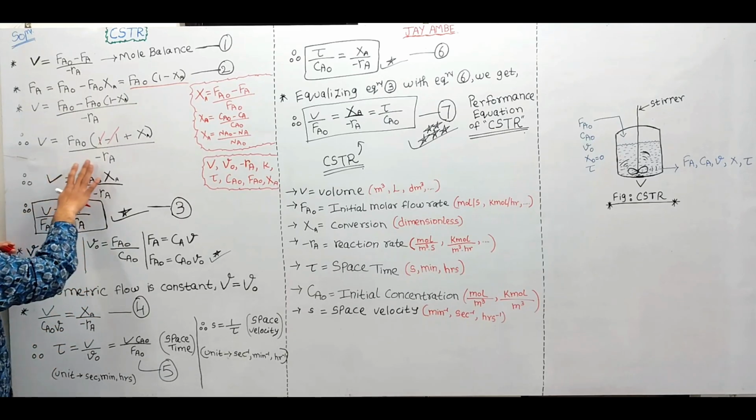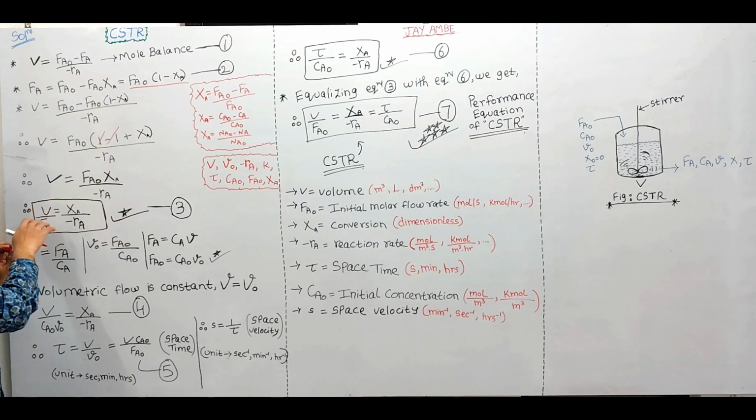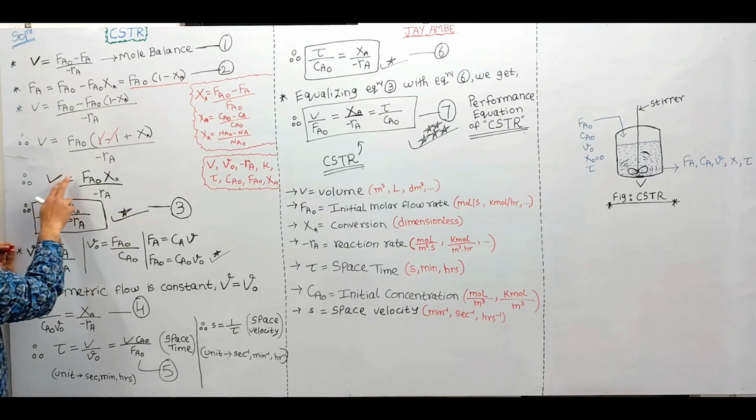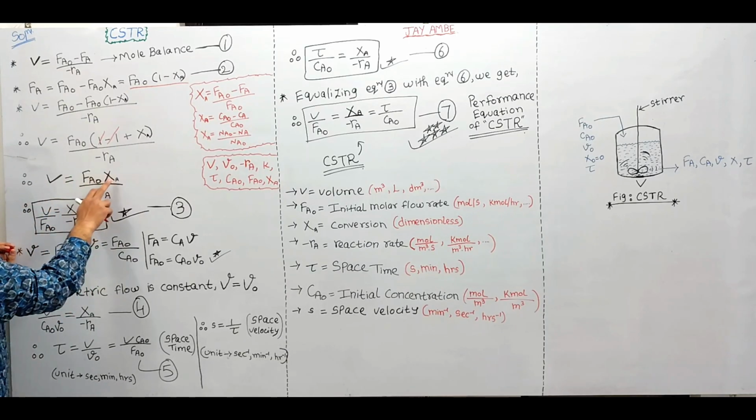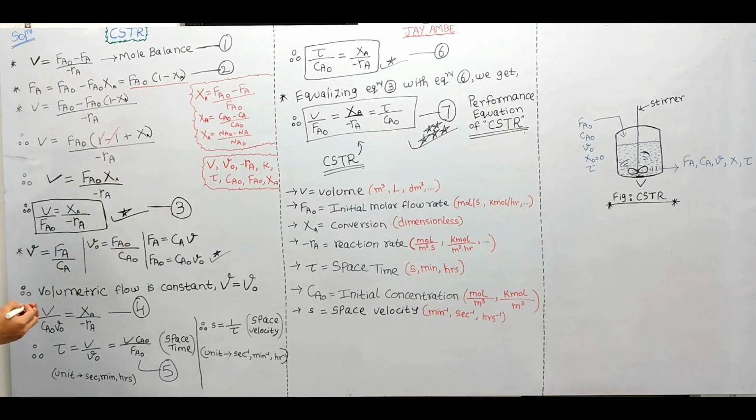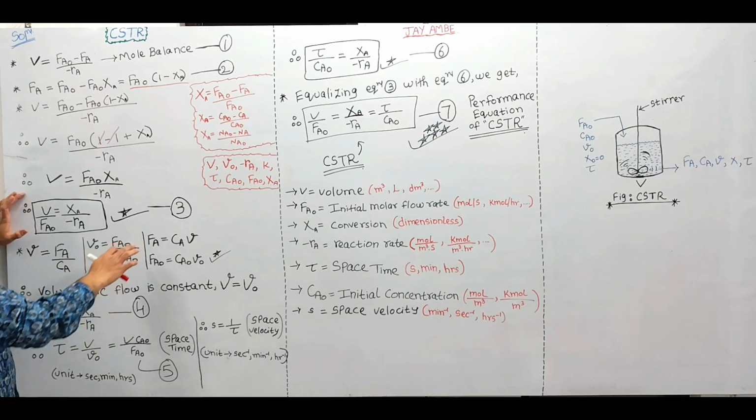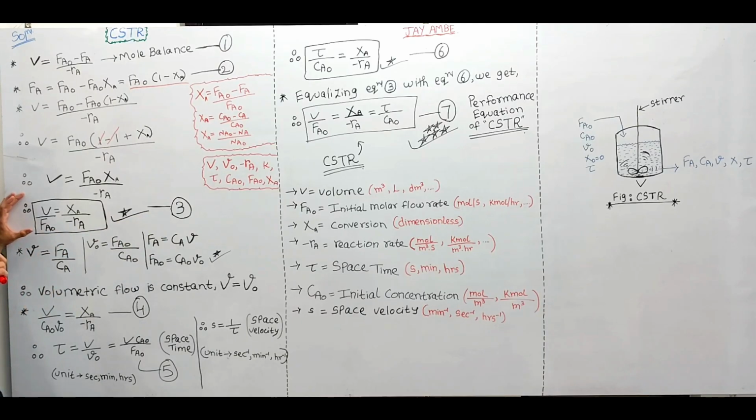Now we are rearranging the equation, so we will get V upon Fa naught is equal to XA upon minus Ra. I hope you have understood up to here, equation 3. In equation 3, we can correlate the volume, conversion, rate of the reaction and the molar flow rates with respect to each other. But what if we want to introduce some more terms?